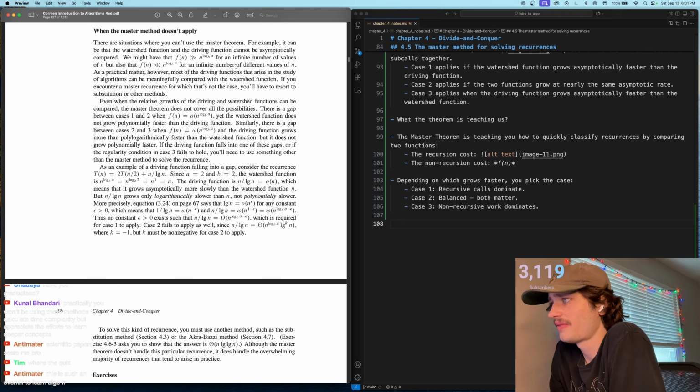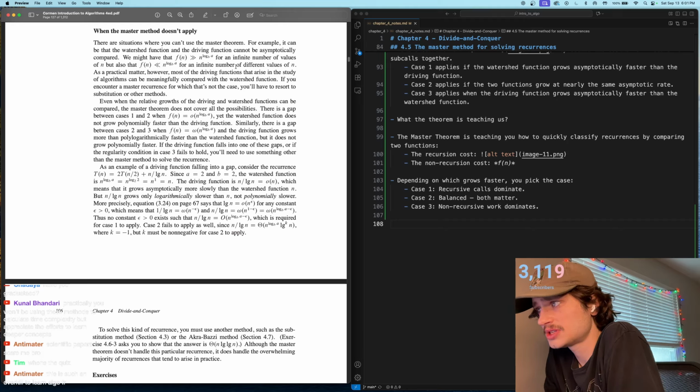As an example of a driving function falling into a gap, consider the recurrence T of n equals 2T of n over 2 plus n over log n. Since a equals 2 and b equals 2, the watershed function reduces down to n. The driving function is n over log n, which is little o of n, which means that it grows asymptotically more slowly than the watershed function n. But n over log n grows only logarithmically slower than n, not polynomially slower.